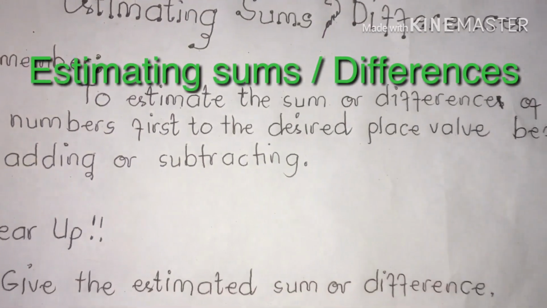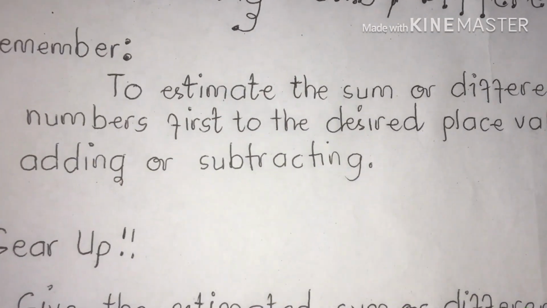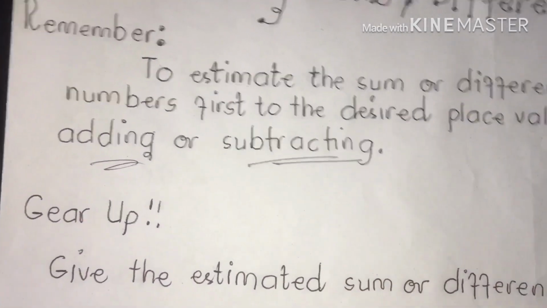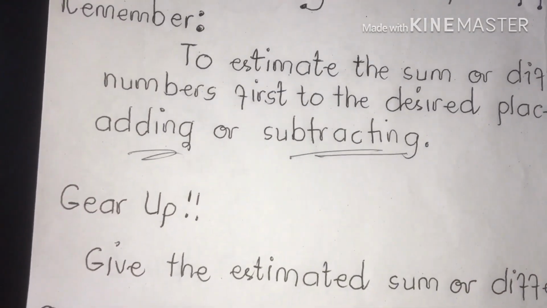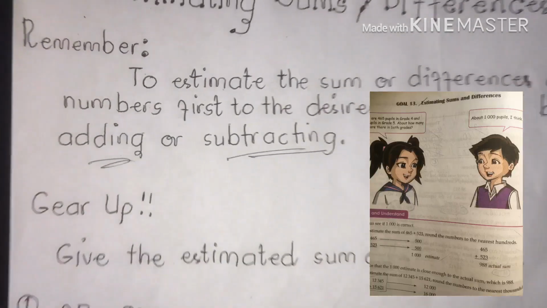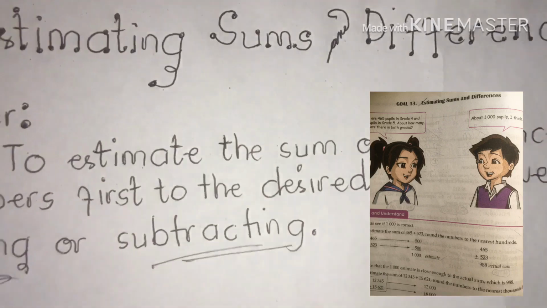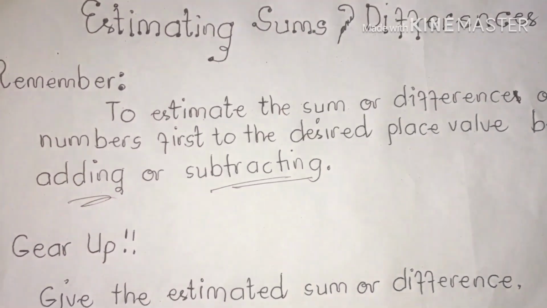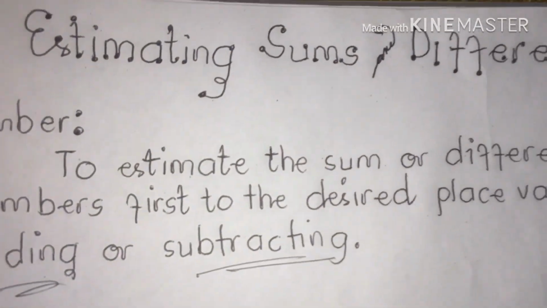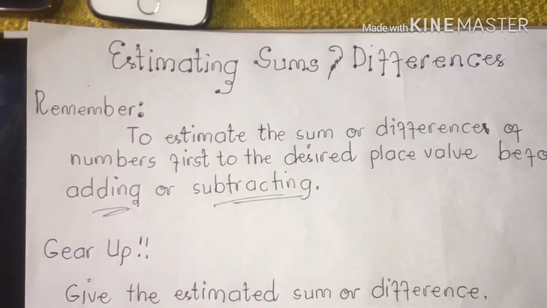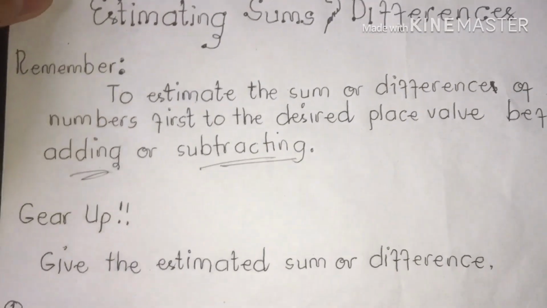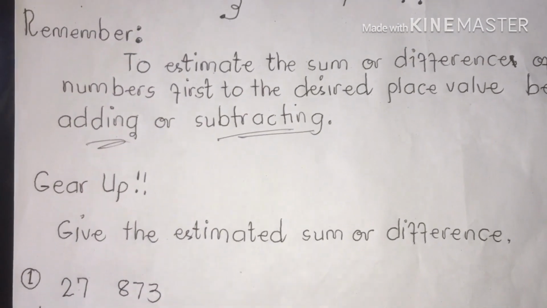But remember, to estimate the sum or difference, we first round the numbers to the desired place value before adding or subtracting. Remember that we noticed that estimating to the nearest thousand is closer to the actual sum than estimating to the nearest 10,000. In this case, it is better to round the digits to the lower place value to get the estimate that is closer to the actual sum. However, if you want to get a quick estimate mentally, round the numbers to the higher place value. Estimation is useful in solving different problems.